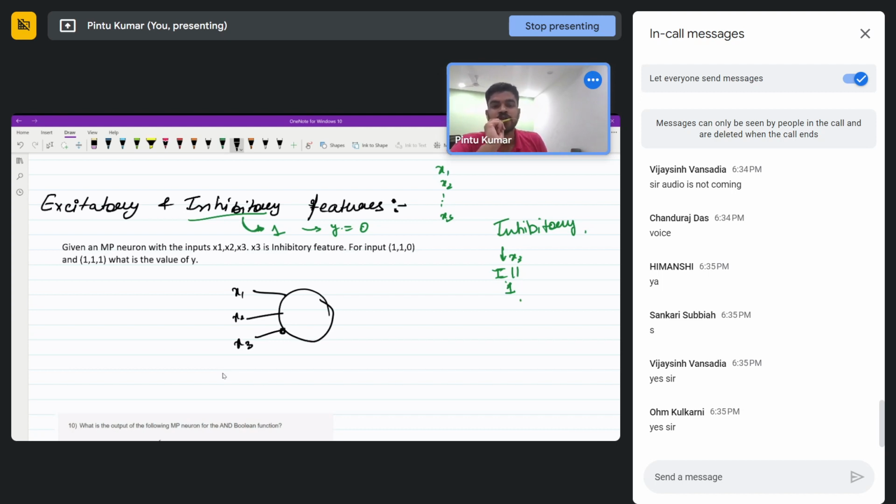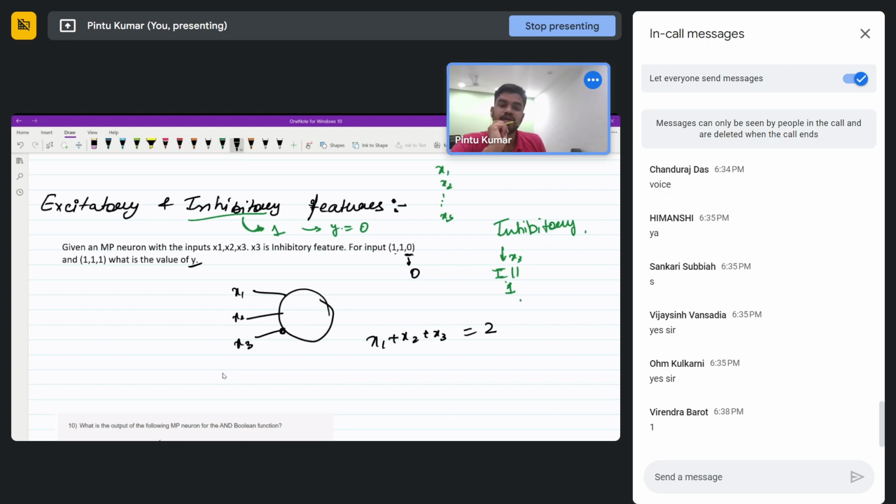Given an MP neuron, let's say it has three inputs, x1, x2, x3, and x3 is an inhibitory feature. So we can denote it like this. For the input 1, 1, 0, what is the value of y? Your inhibitory feature right now is 0. So we will take the sum of these values, x1 plus x2 plus x3, and this is 2. If 2 is greater than or equal to theta, then my y will be 1. If it is strictly less than theta, then my y is equal to 0. For this input, based on theta, we can decide whether y is 1 or 0.